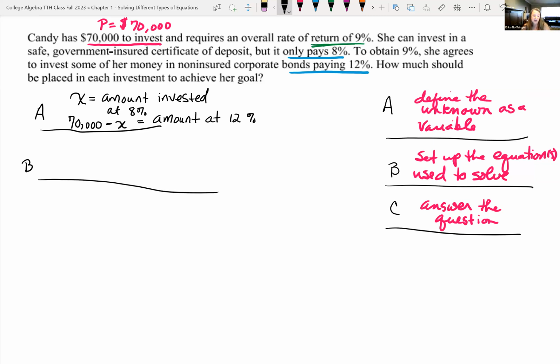Okay, so now we need to figure out how to set up our equation. We know that this is an interest problem, and she wants to get 9% back off of her investment. It doesn't say how many years, so I'm going to assume this is just for 1 year. So we know that she wants a 9% return.